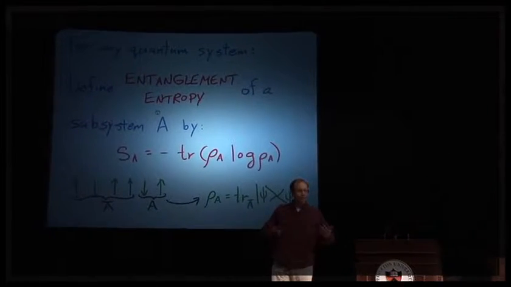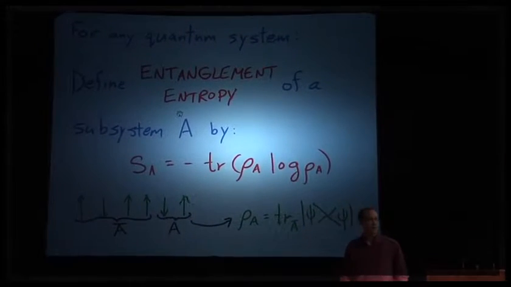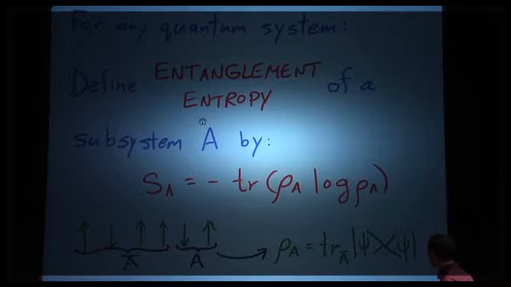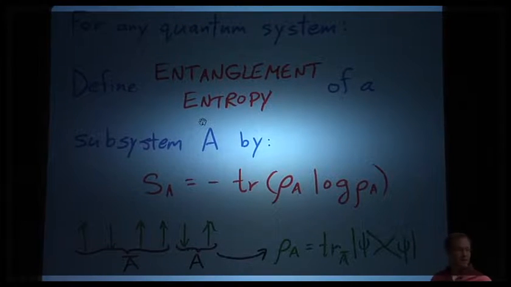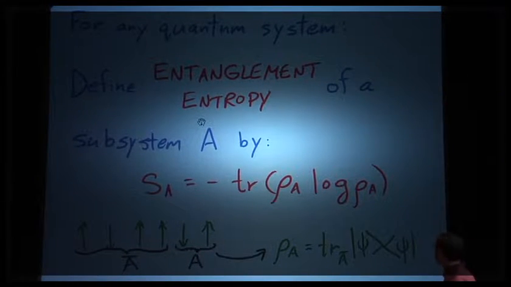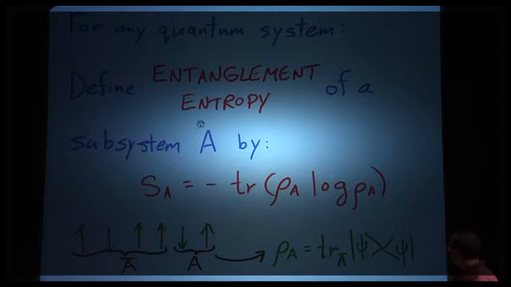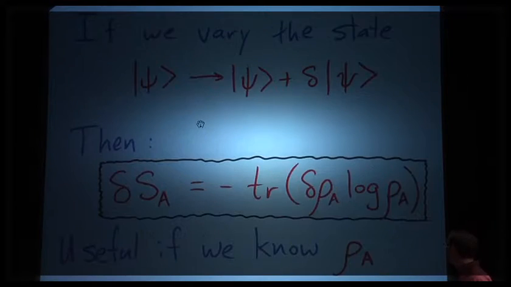So the starting point is to recall the definition of entanglement entropy. If we have any quantum system that I could divide into two subsystems, A and A bar, then to define entanglement entropy, you calculate the density matrix for the subsystem A, and then you calculate the von Neumann entropy for that density matrix. This provides a quantitative measure of entanglement between this subsystem and this subsystem.